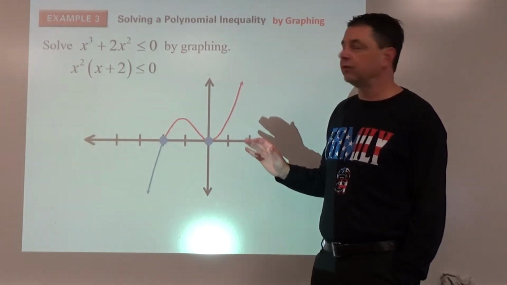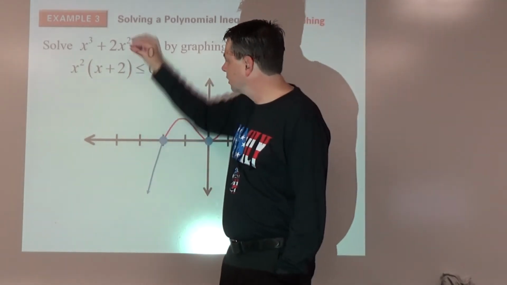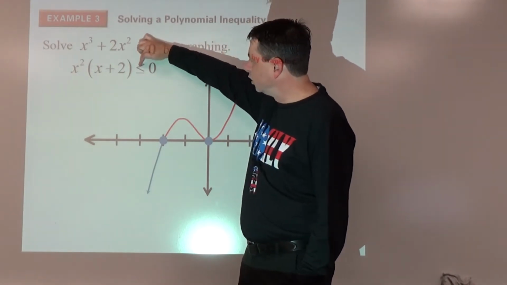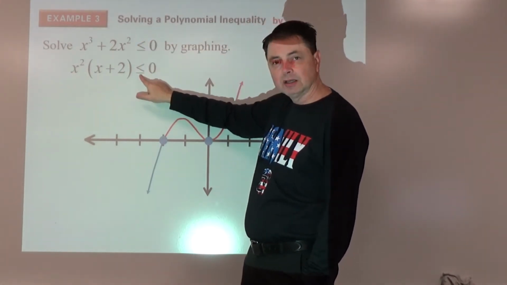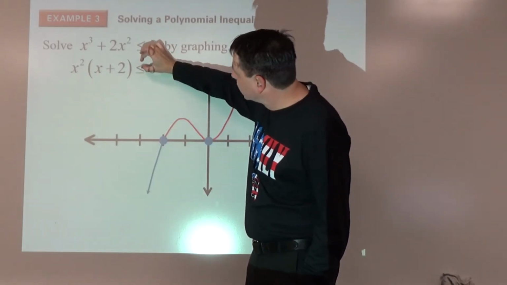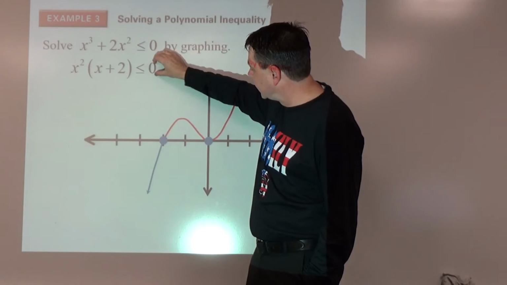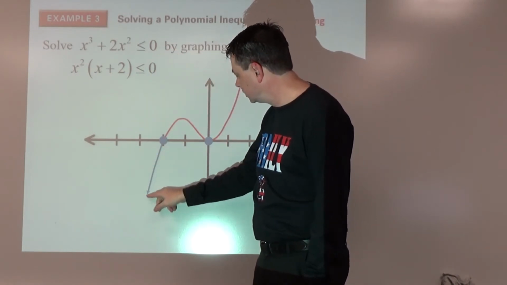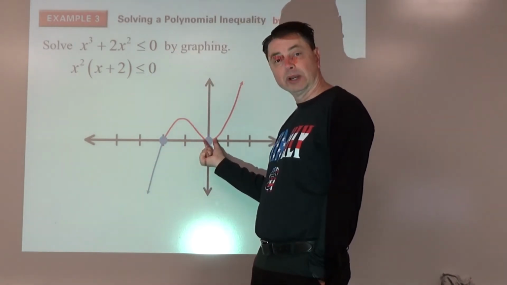Now what we're looking for is regions where we are below or on the x-axis. That's how we're interpreting this. Where are we below or on the x-axis? So that would be here, and that would be at this one point.